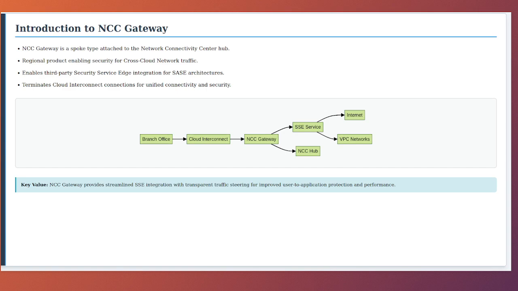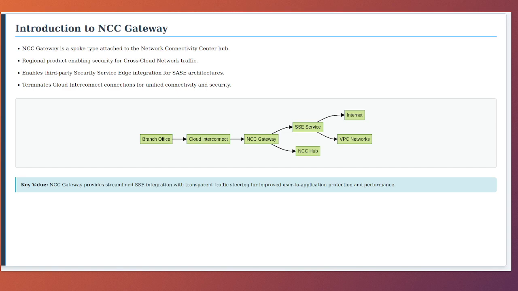Introduction to NCC Gateway. In this presentation, we will explore NCC Gateway, a powerful spoke type within Google Cloud's Network Connectivity Center. NCC Gateway represents a significant advancement in how organizations secure their hybrid and multi-cloud network traffic. NCC Gateway is a regional product that enables security for cross-cloud network traffic. It allows you to enable security functions such as third-party security service edge, which is a cloud-delivered security component of secure access service edge architectures.